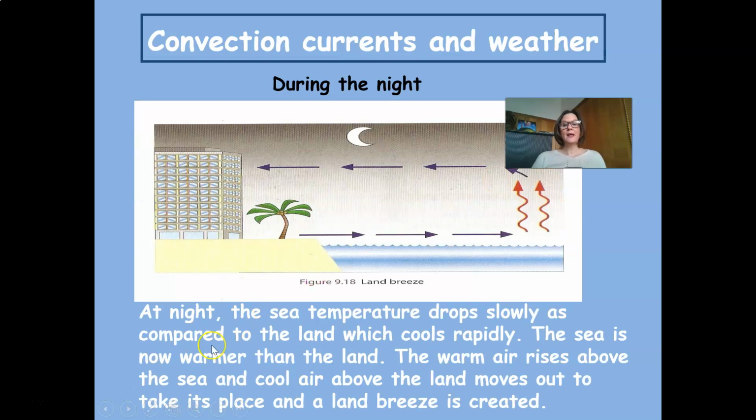At night, the sea temperature drops slowly, as compared to the land, which cools rapidly. So the land cools much more rapidly at night. The sea is now warmer than the land. The warm air rises above the sea now, and the cool air above the land moves out to take its place. And that is how a land breeze is created.